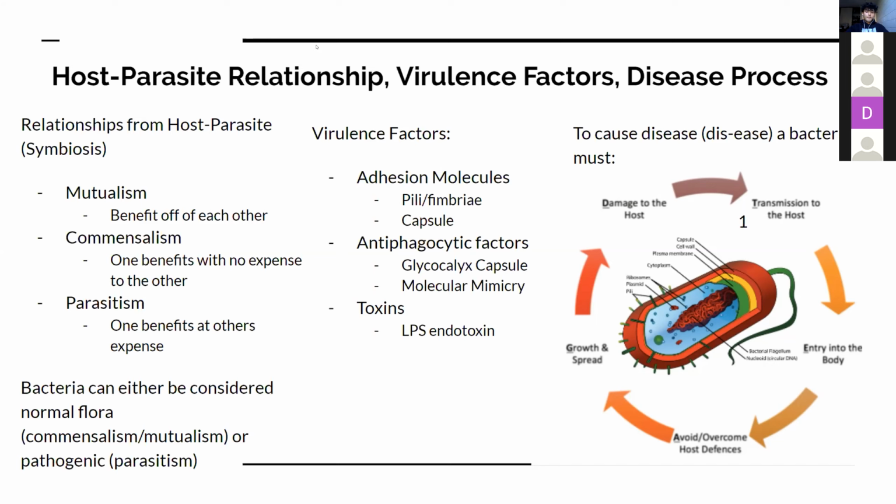Most of these virulence factors can be demonstrated through Staph aureus, which is why they really like to bring it up a lot, because it's clinically quite relevant, and it has a lot of these virulence factors, being a pretty nasty bacteria. In order to cause disease, a bacteria must firstly transmit to the host, then enter the host, avoid and overcome the host defenses, grow and spread, and then cause damage to the host.